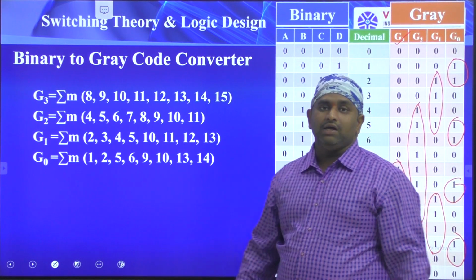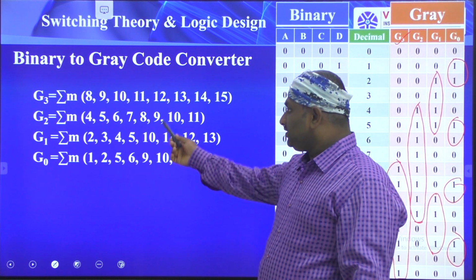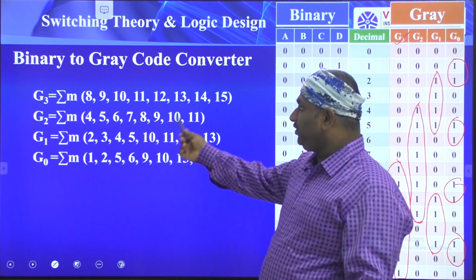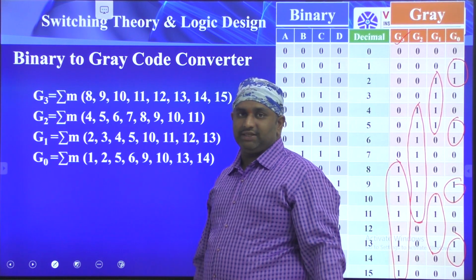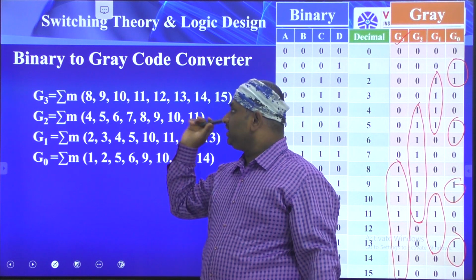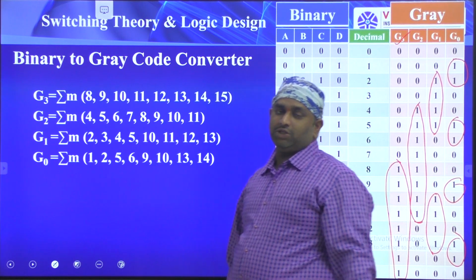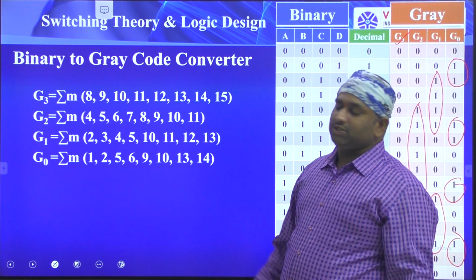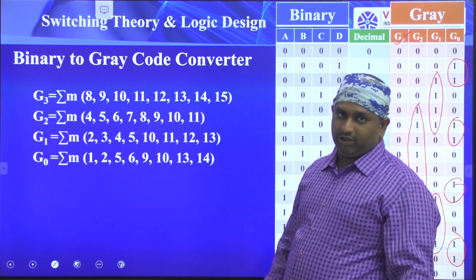So this is the sum of min terms, that is the standard min terms. Sigma is indicating sum and small m indicates that these are the min terms. You have to write down the sum of min terms.